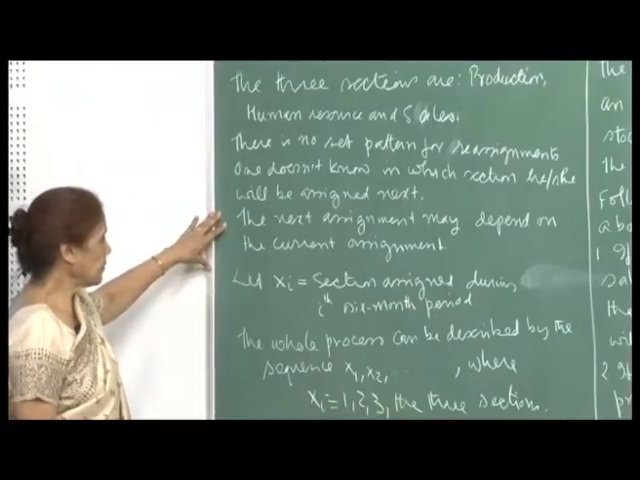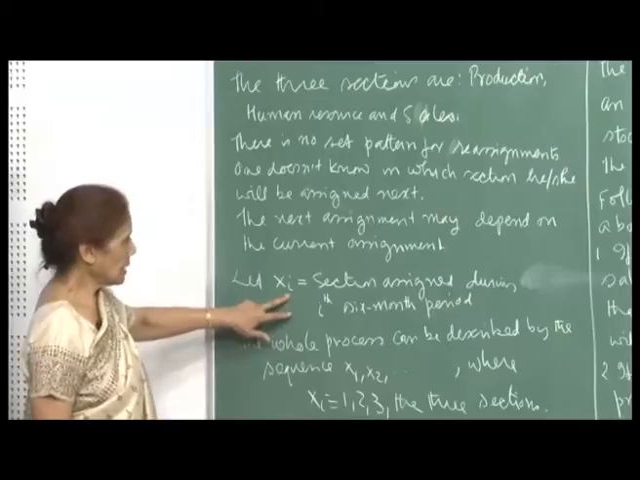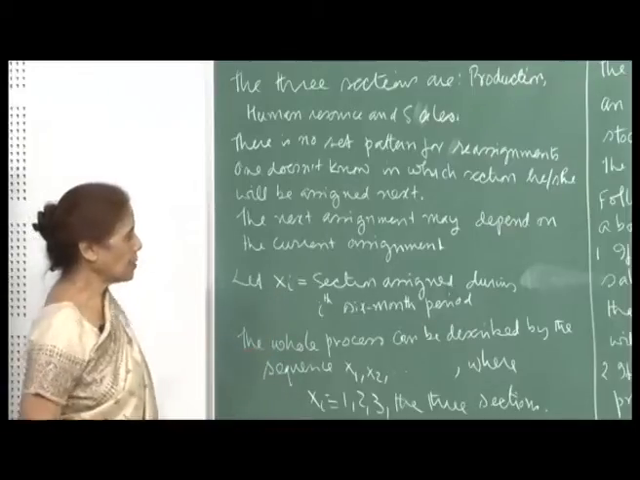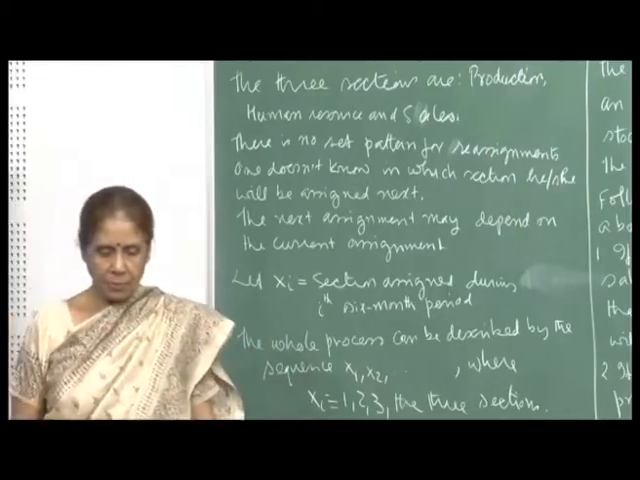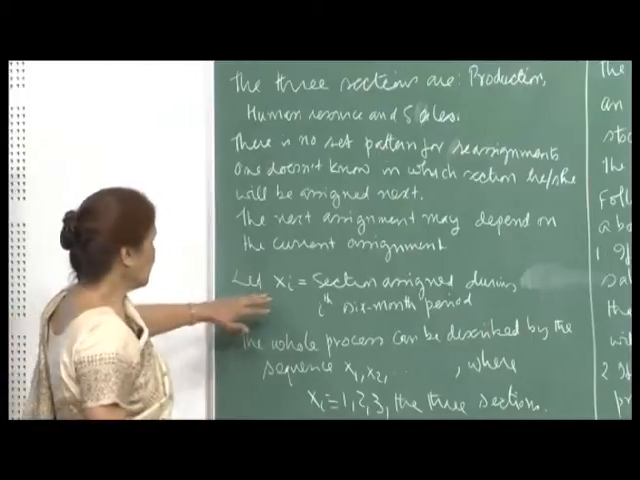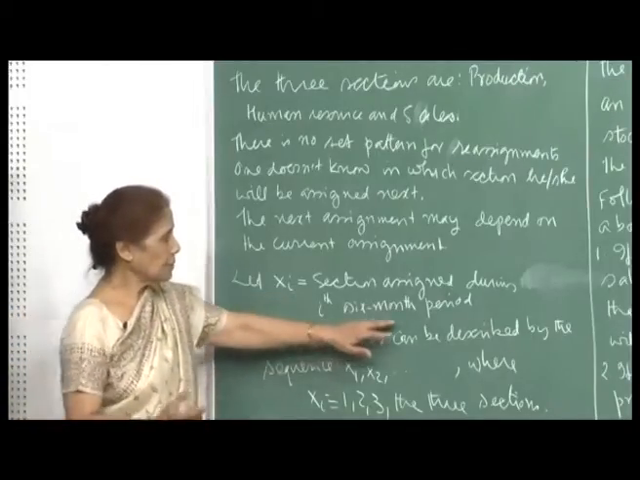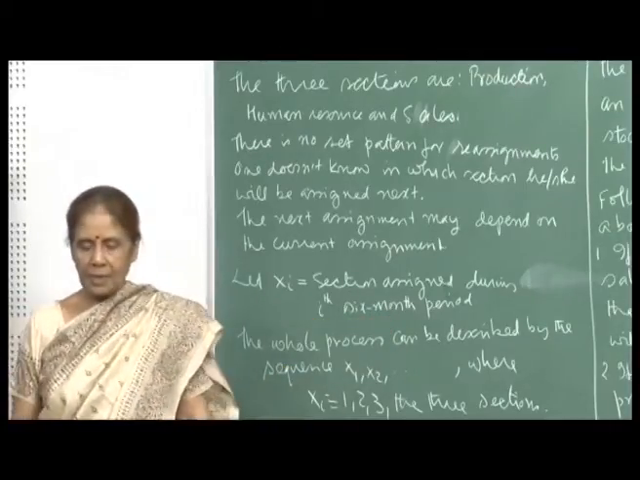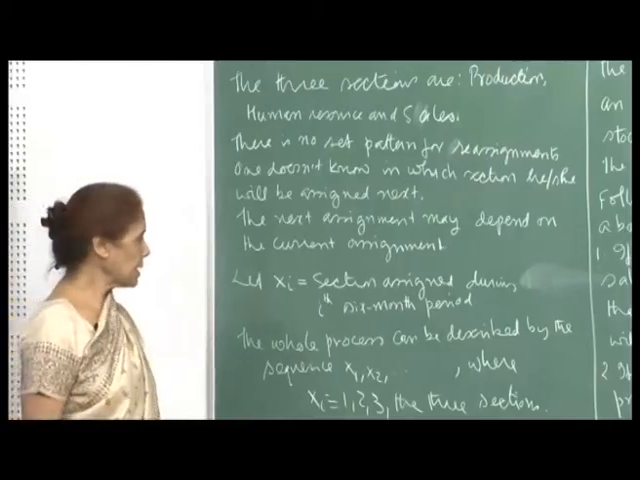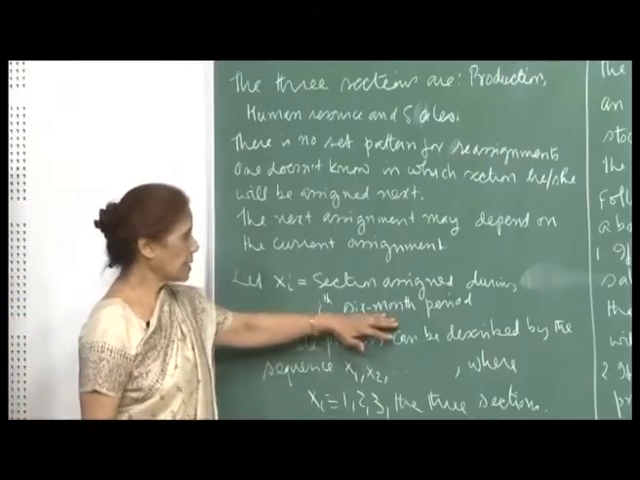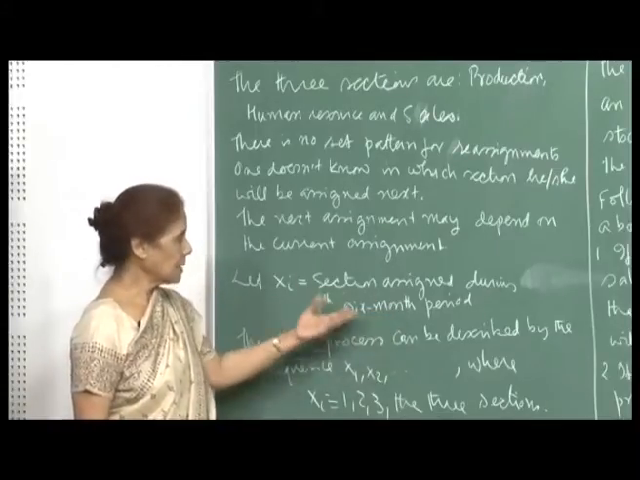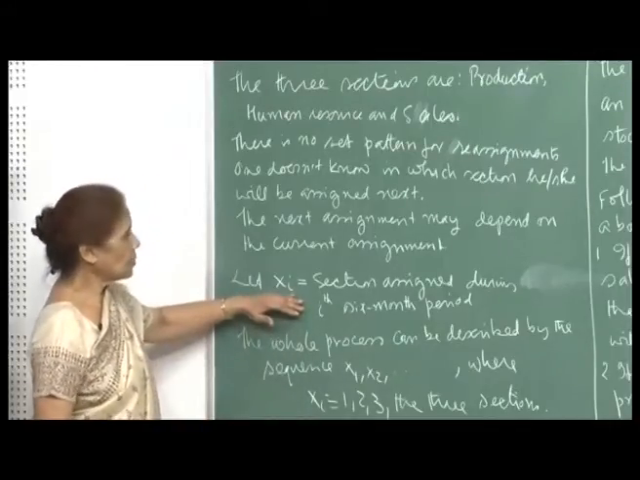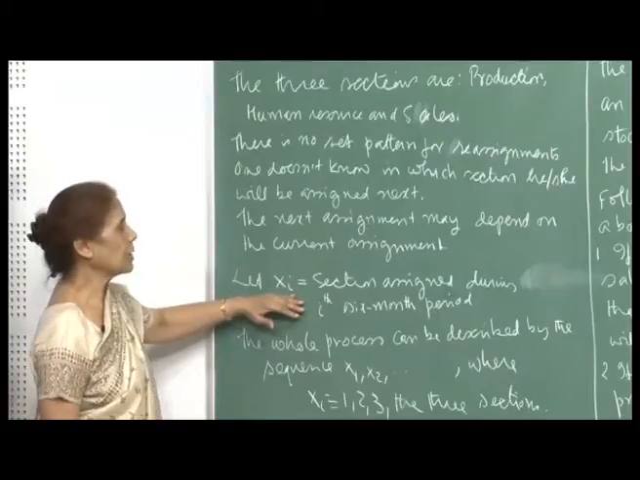Then if we let xi denote the section assigned during the ith 6-month period. So, now you look at one employee's profile. Suppose you just take one employee and look at his profile in the sense that you want to keep on measuring. Your time period is a 6-month time period. That means when you get assigned to a section, it is for a 6-month period, and at the end of the 6-month period, there will be another assignment to sections, and you may either stay in the same section or you may get transferred to another one. So, let xi denote the section assigned during the ith 6-month period.